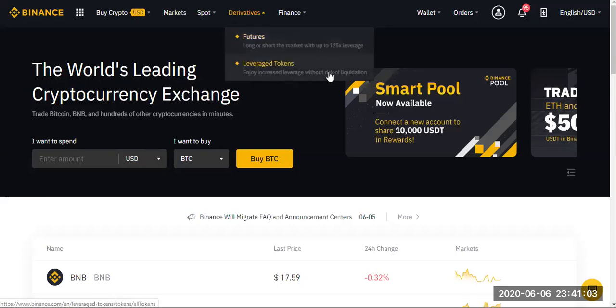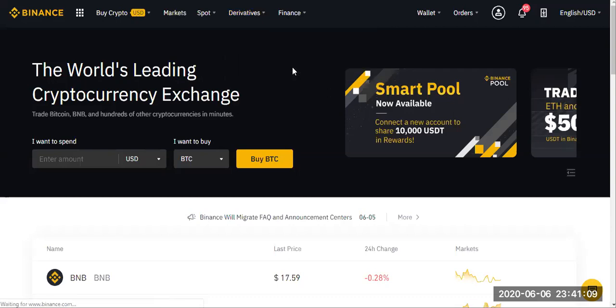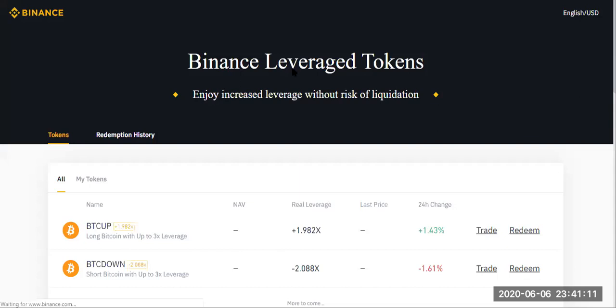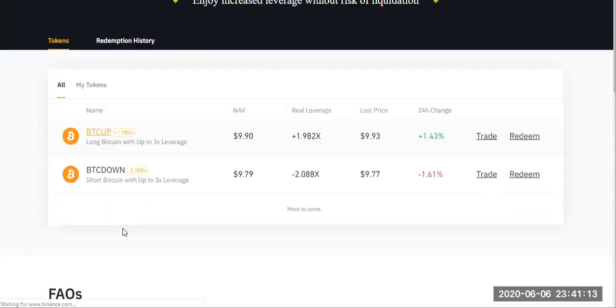Enjoy increased leverage without risk of liquidation. Huh? Leverage tokens. I've never seen that. Oh, that must be that BTC up, BTC down. Yep, that's what I thought. So I'm guessing you don't have to long Bitcoin with up to 3x leverage. Oh, this is interesting. I'm learning something. Right here it says the real leverage is 1.982x, and this one is 2x on the short side.